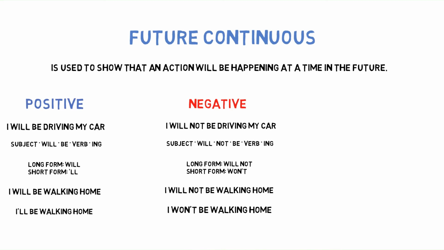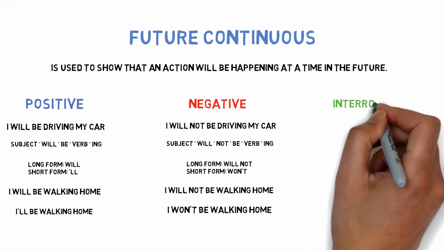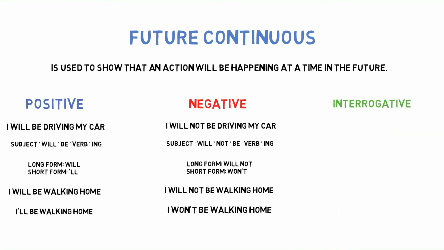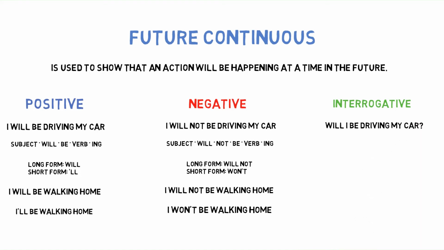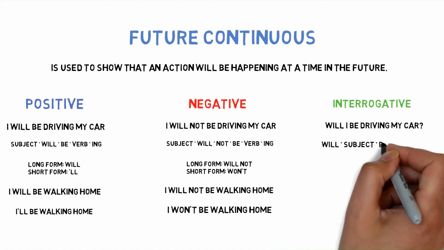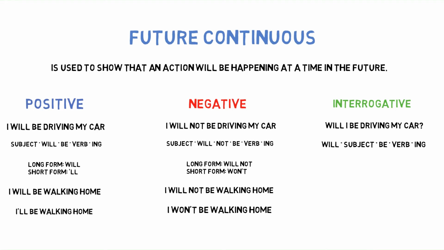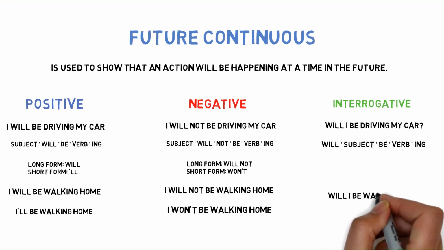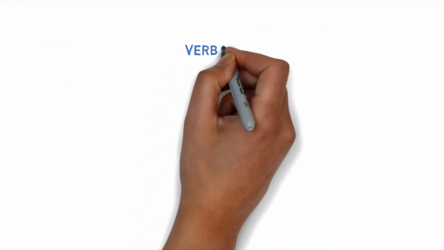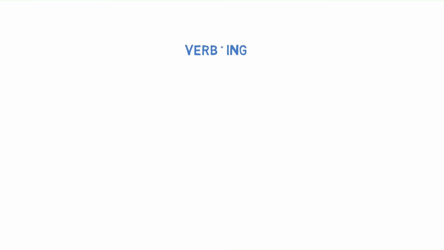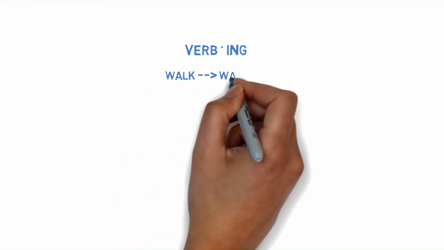For the interrogative form, we will start with will. Will I be driving my car? Will plus subject plus be plus verb plus ing. Again, the example. Will I be walking home? And of course, the question mark. والقاعدة تنقولوا verb plus ing. بحال, for example, walk تتولي walking.